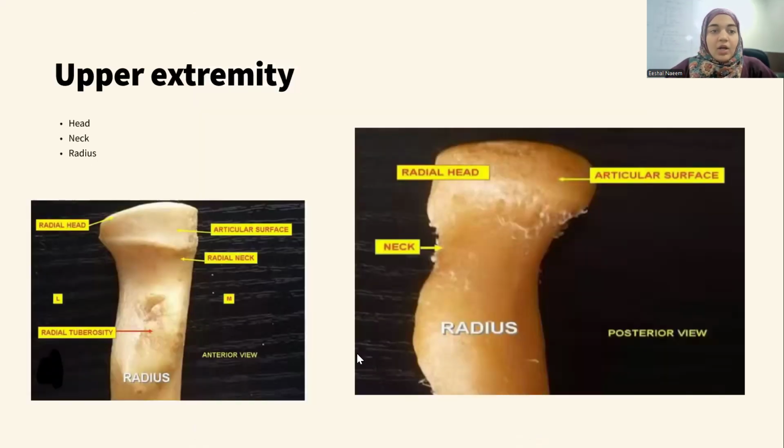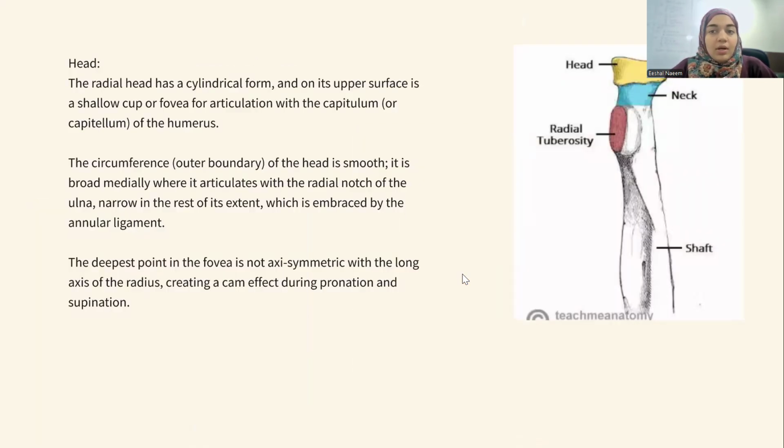Now, when we talk about the upper extremity, we have the head and the articular surface. Here we can see the articular surface, and then we have the radial tuberosity. Between the articular surface of the radius and the tuberosity, there's the neck. You can appreciate that here also. Now, when we talk about the head, the radial head has a cylindrical form. You can see that it is a little cylindrical in its form, right?